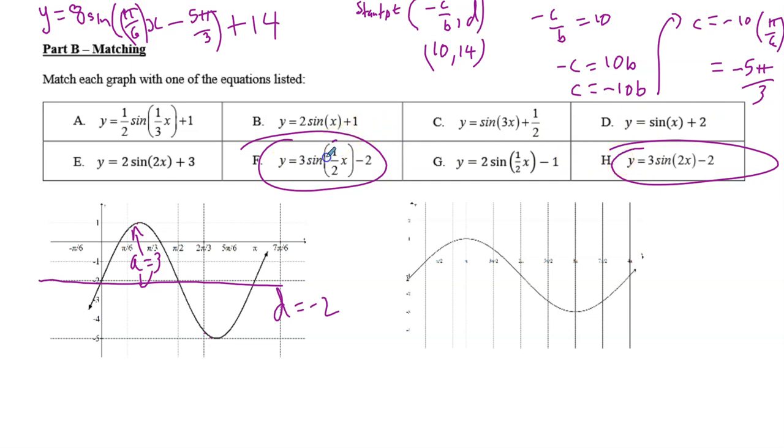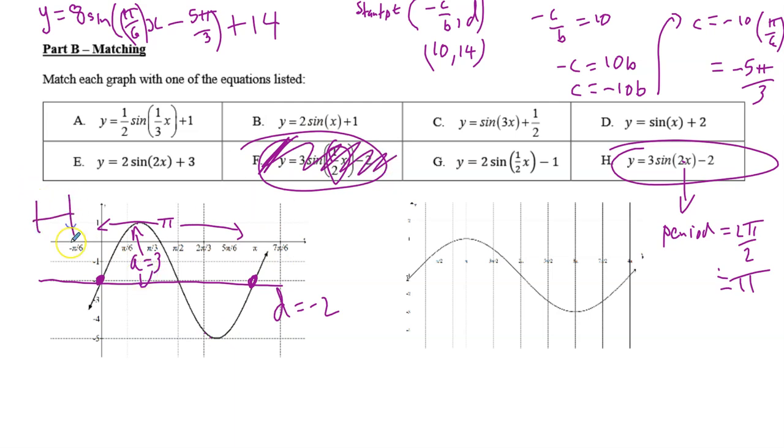So the distinguishing characteristic is going to be this b value. So let's figure out, with this b value, the period will be 2 pi over b, which is 2 pi over 2, which is pi. And let's take a look at the period here. So say we go from here to here, and we can see that from there to there, based on this scale here, is pi units. So we know that this is graph H.